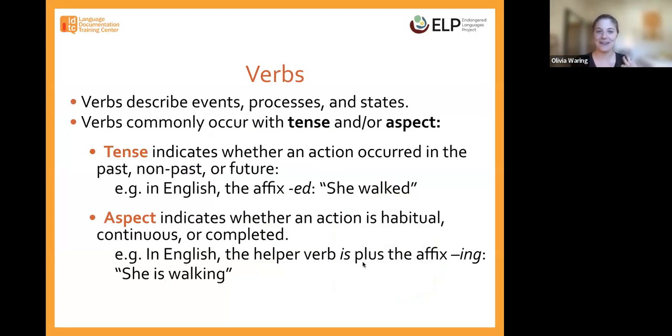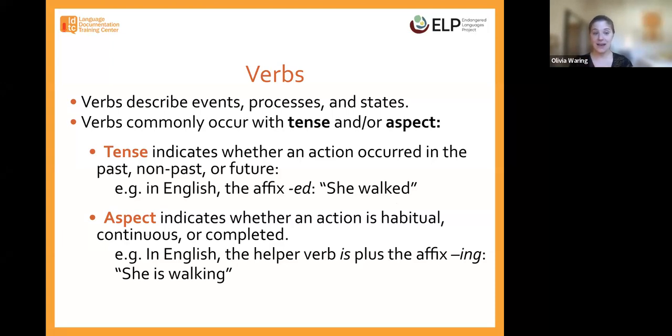Verbs, we've all learned that verbs represent events, processes, states, and you'll know it's a verb if it occurs with markers of tense or aspect. Tense tells you whether something occurred in the past, the present, or the future. So in English, if we say the sentence, she walked, you know that walk has to be a verb because it occurs with that past tense affix ed. You can't put ed on a noun, for example. She rabbited, right? I don't know what that means, right? Rabbit is a noun. It can't occur with the tense marker ed. So again, just lending credence to this idea that you can figure out the part of speech based on the affixes that are allowed to attach to a word.